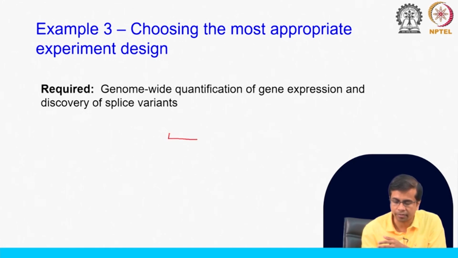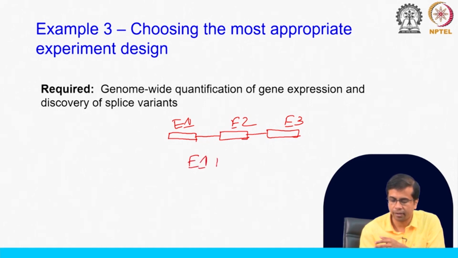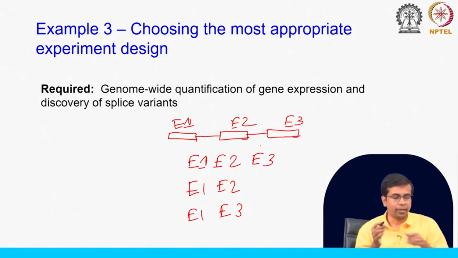You have this exon intron structure, and exons can combine in any combination. So, for the splice variants you can have E1, E2, E3, which combines all exons. You can have E1, E2 only, or you can have E1, E3. So, whether you get this E1, E3 or not, how do you actually find out?